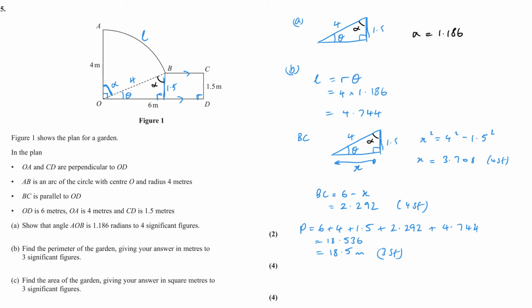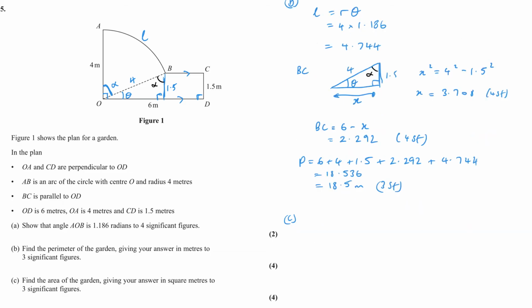Now, part C is find the area of the garden, giving your answer in square meters to 3 significant figures. Okay, the area of the sector is a half r squared theta, or a half times 4 squared times 1.186, and that's 9.488. So that gives me this area here. Next I need to find this triangle and then this rectangle.